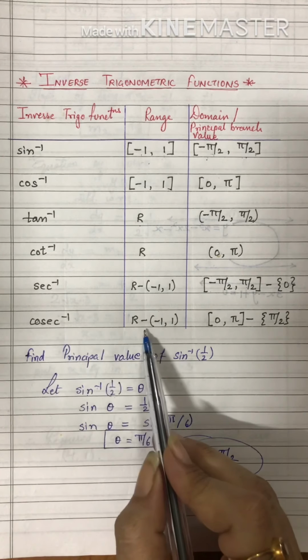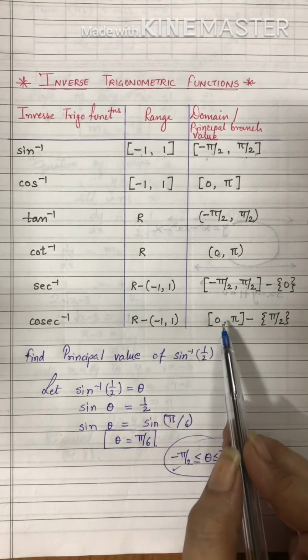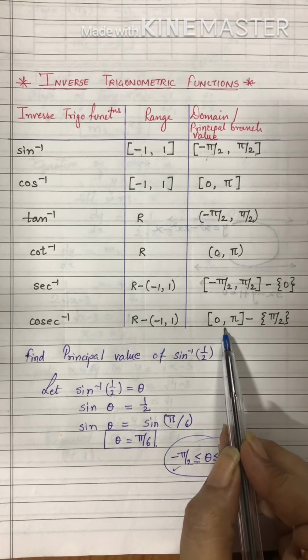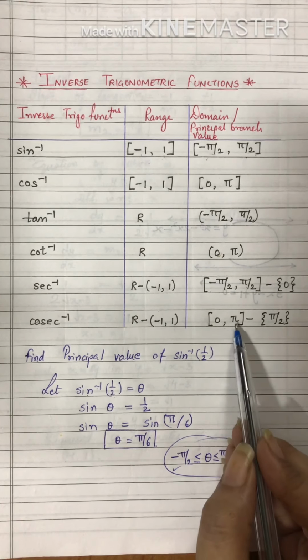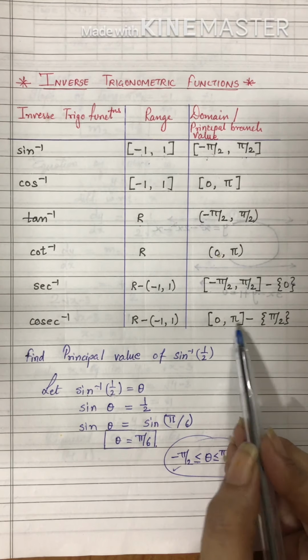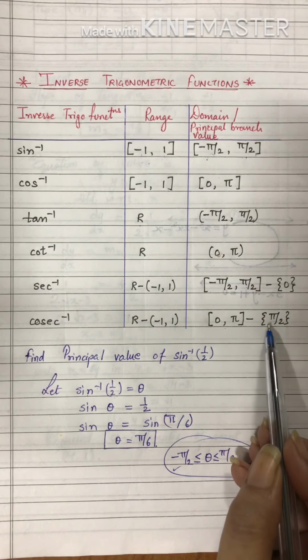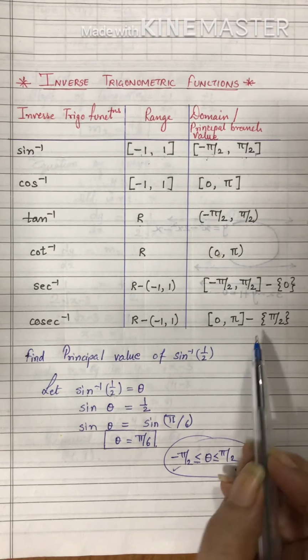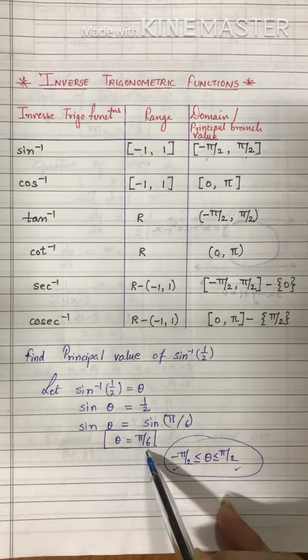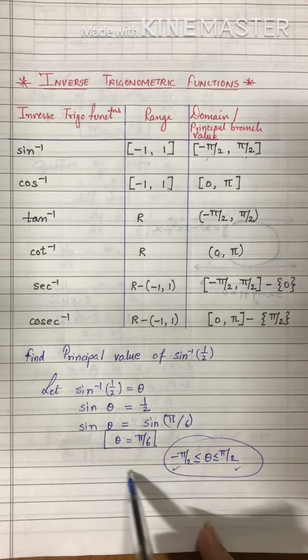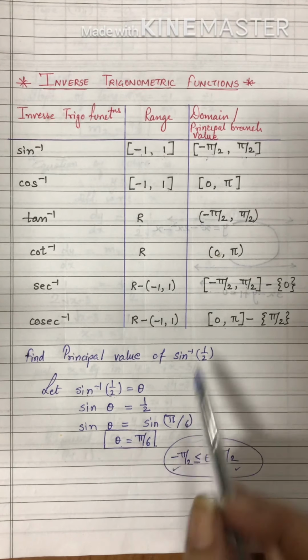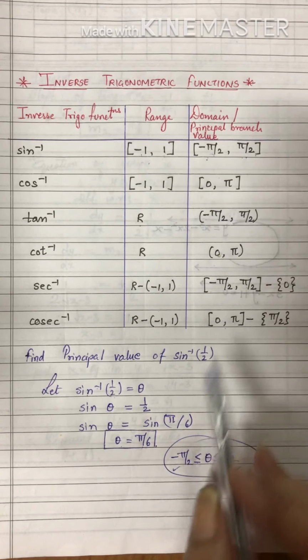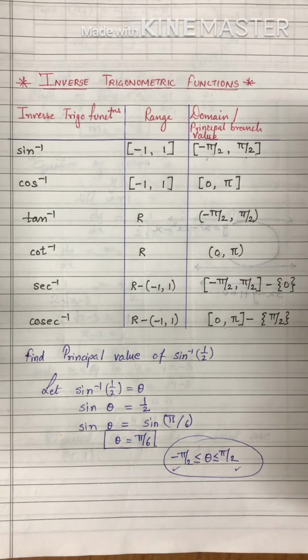Same way for cosec inverse, this explanation also goes the same way. For range and domain, all the values between 0 and pi, including 0 and pi, except for pi by 2. This value is not included. Fine. So when you get an answer like this, theta is equal to pi by 6, you will just write there that theta belongs to the principal branch value. Hence theta is equal to pi by 6.